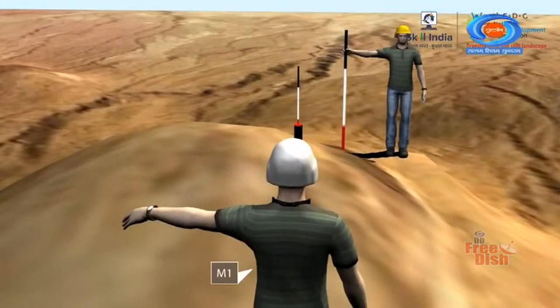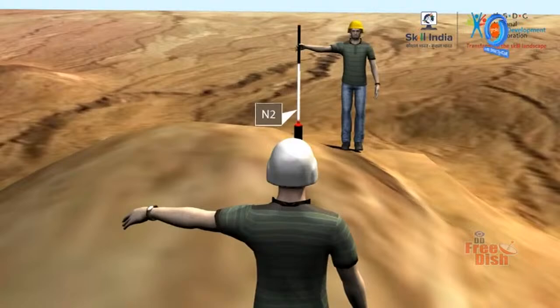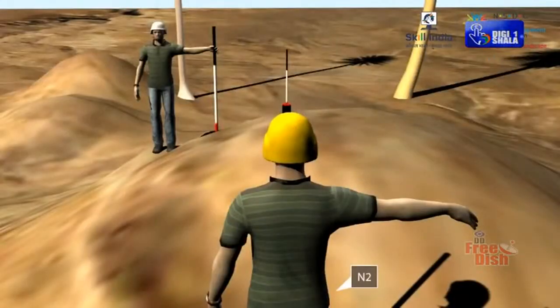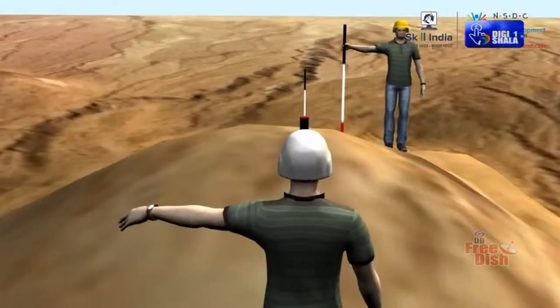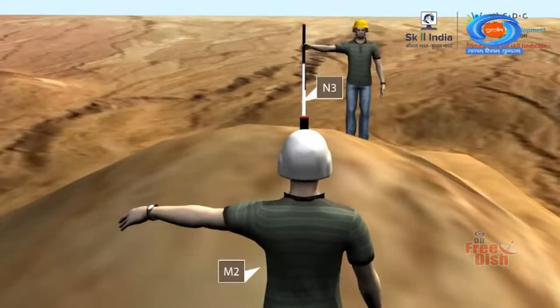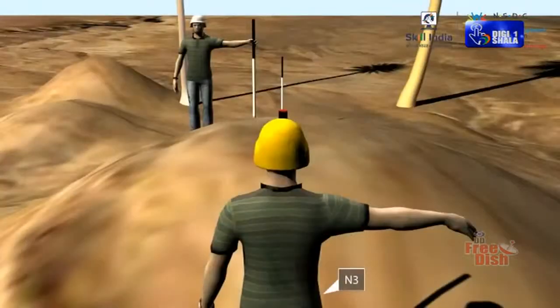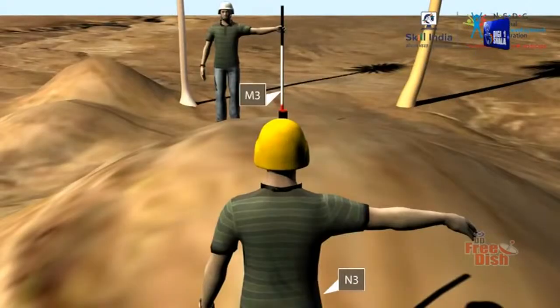The surveyor at M1 directs you at N1 to move to a new position N2 in line with M1B. You at N2 must now direct the surveyor at M1 to a new position M2 in line with N2A. The surveyor at M2 directs you at N2 to a new position N3 in line with M2B. You at N3 must direct the surveyor at M2 to a new position M3 in line with N3A.